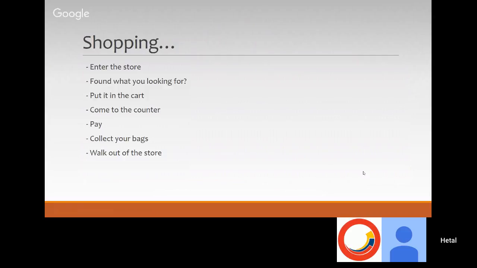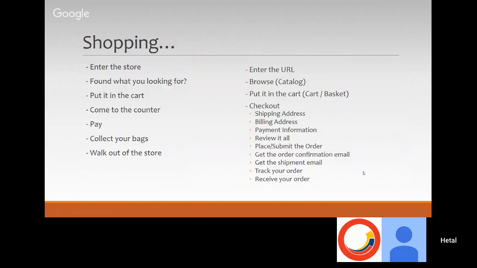Now, how does this whole experience transpire in the online world? You enter the URL, which is sort of similar to entering the store. Then you start looking for things, which kind of translates to browsing. And when you start looking for things, you are browsing the catalog. The catalog is the collection of whatever the store has that you can purchase. Then you put that in your cart. It's the same terminology in the commerce world. It's called cart or basket. That word doesn't change much. Sometimes it's called shopping cart or shopping basket, but the ideology is the same.